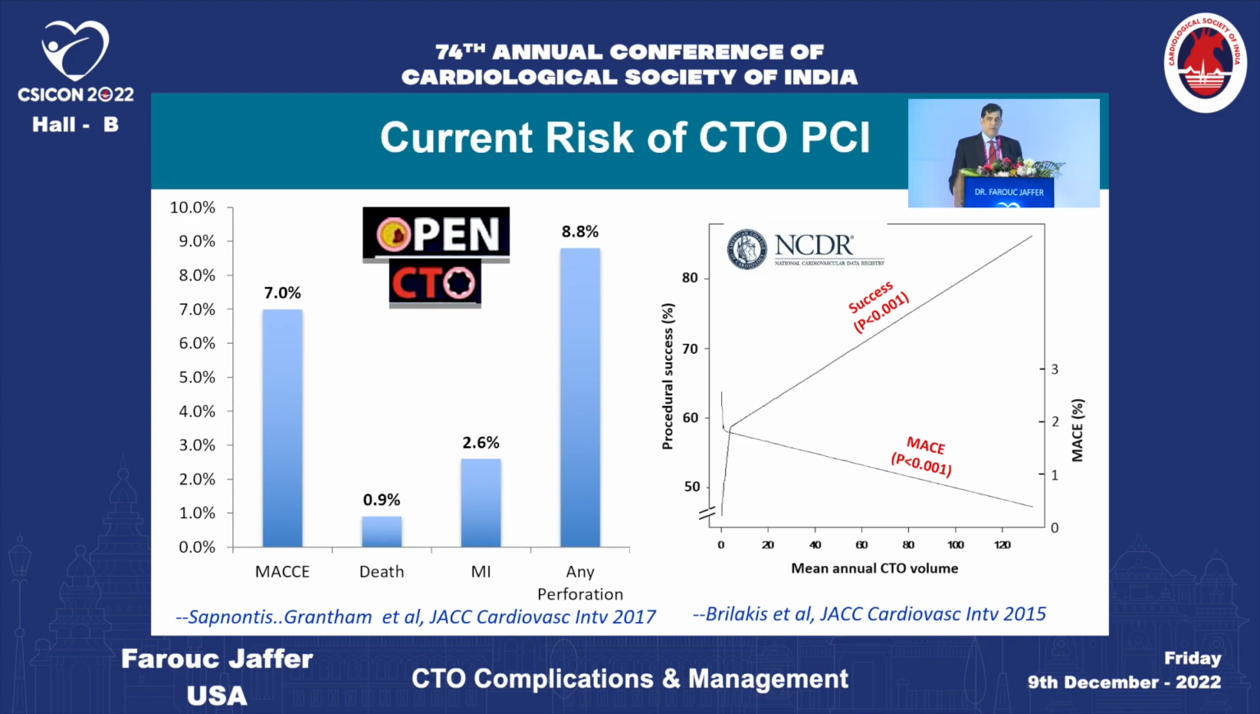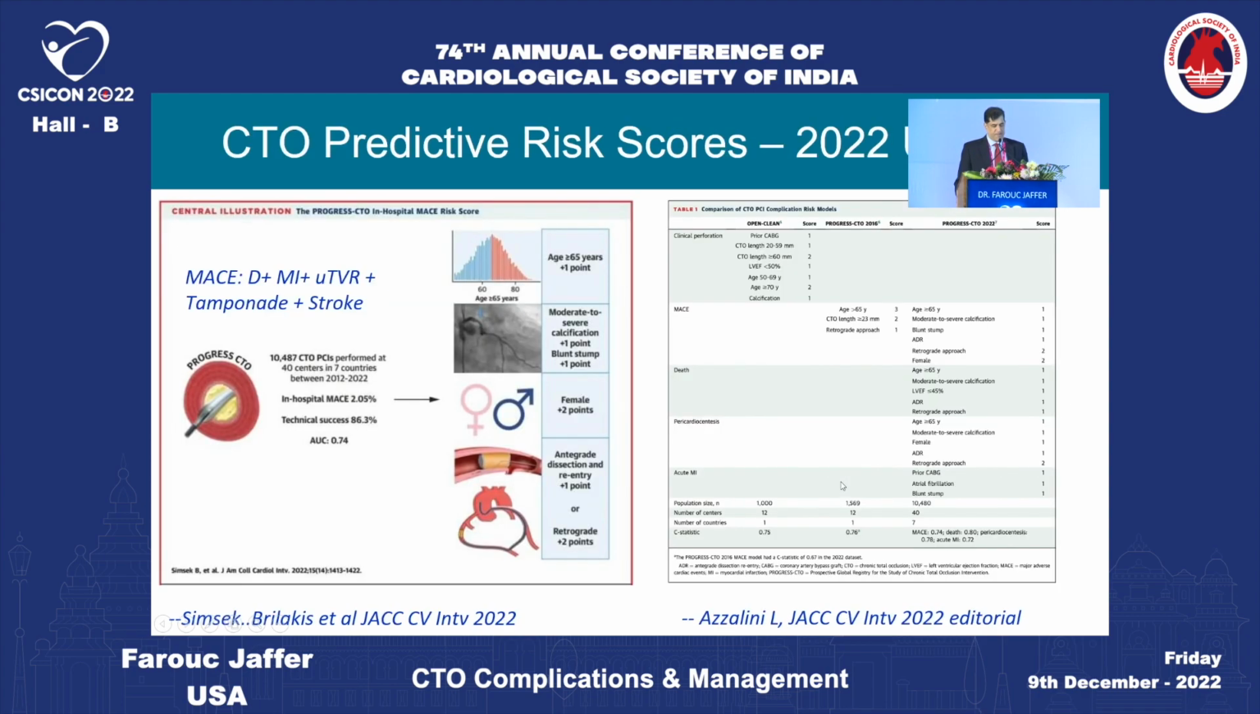One of the other really important aspects to recognize is that with complications, we can decrease our MACE rates by volume as we increase our success rates. And so this is an important aspect as one tries to maximize the success and safety of their programs. We have new risk scores. This has been led by the PROGRESS CTO Registry, Manos Brilakis. We're a part of it. It's now got over 10,000 CTOs, and so it really offers a contemporary look at how to predict risk.